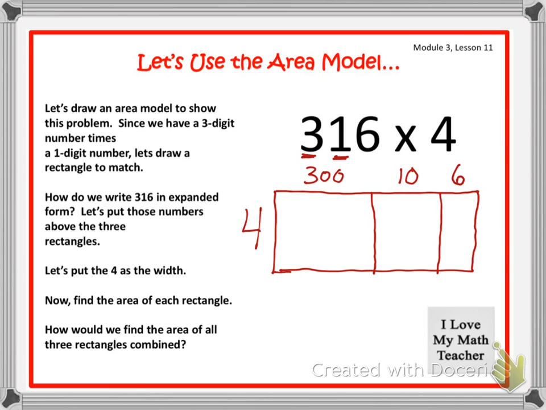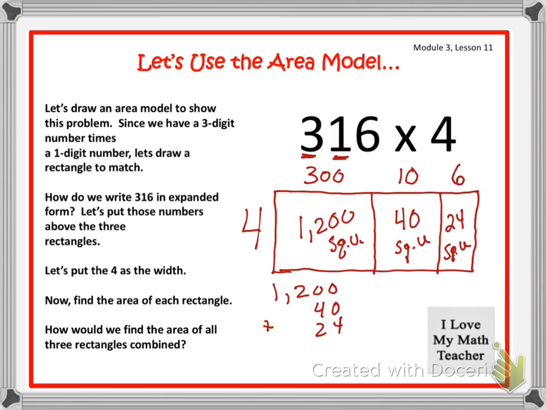So 300 times 4 is 1,200 square units. 4 times 10 is 40 square units. And then 4 times 6 is 24 square units. So if we wanted to find the area of all the rectangles combined, we would do 1,200 plus 40 plus 24. It's like partial products that we're adding up here. 4, 6, 2, 1. 1,264 square units.